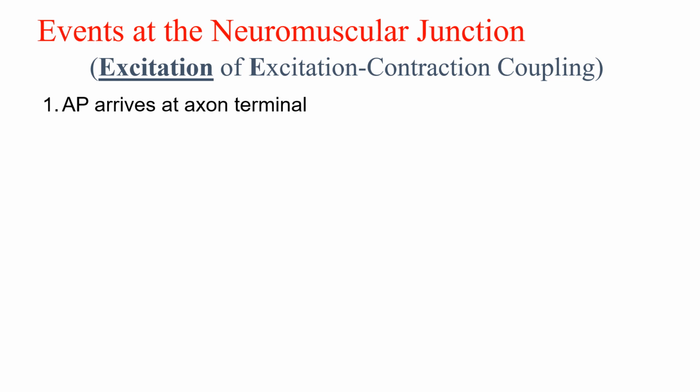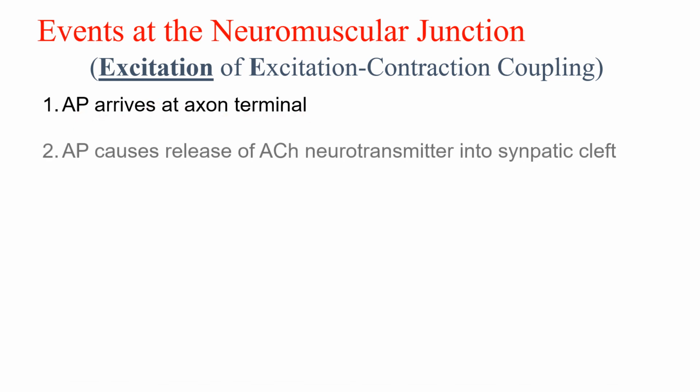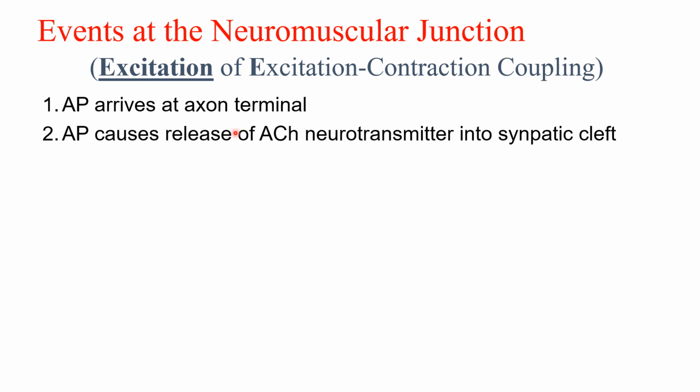Let's kind of work through just the motor end plate, the neuromuscular junction, if you will. The motor end plate, neuromuscular junction, same thing. Okay. We get that action potential or series of action potentials coming to the axon terminal. This causes release of a neurotransmitter called acetylcholine. Better get to know that. That one is going to be your friend throughout neurobiology, Alzheimer's, you name it.